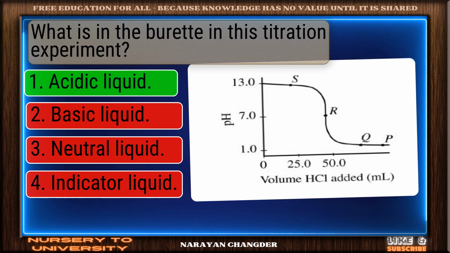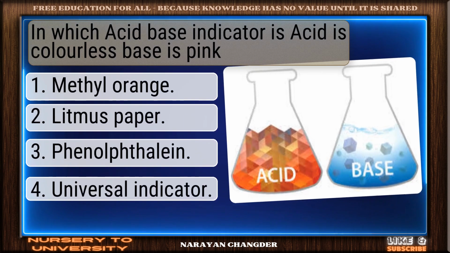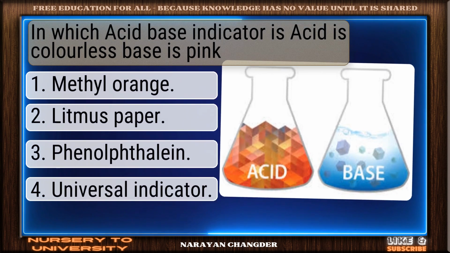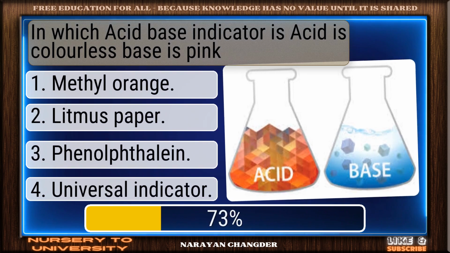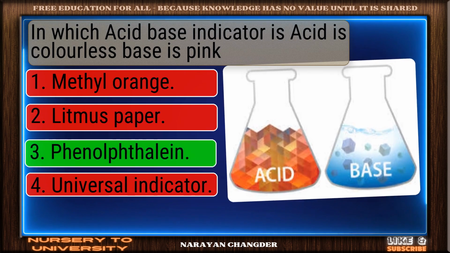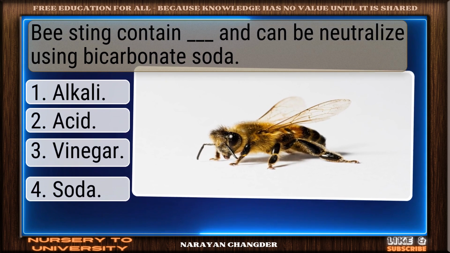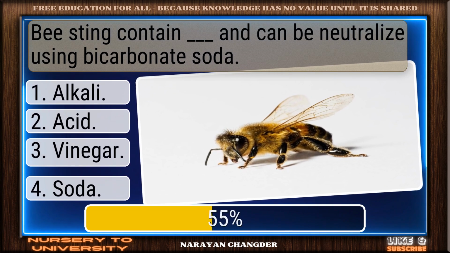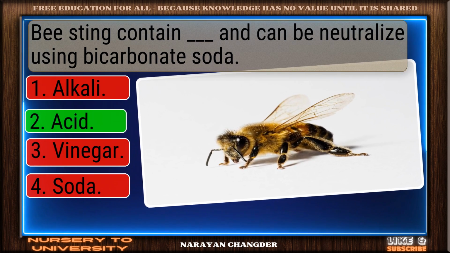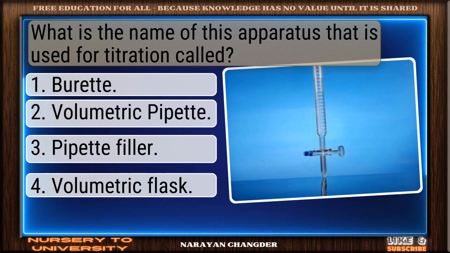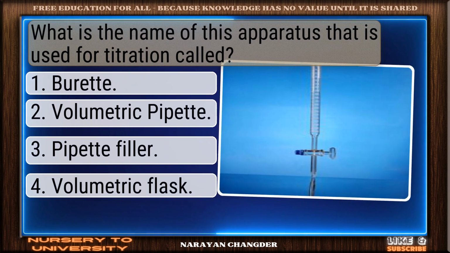Commendable response, acidic liquid. In which acid-base indicator is acid colorless and base pink? Exactly, phenolphthalein. A bee sting contains dash and can be neutralized using baking soda, sodium bicarbonate. Smart thinking, acid. What is the name of this apparatus that is used for titration?